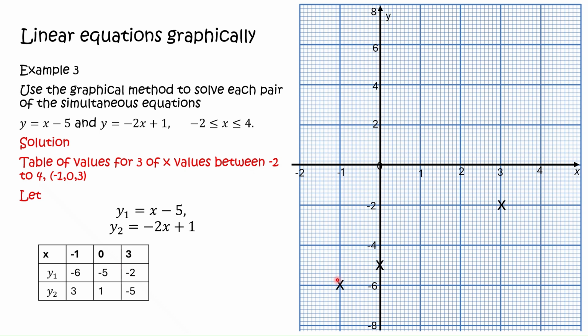Now the next thing would be to use a straight ruler and place it on top of the 3 points. The 3 points must be on the same line.